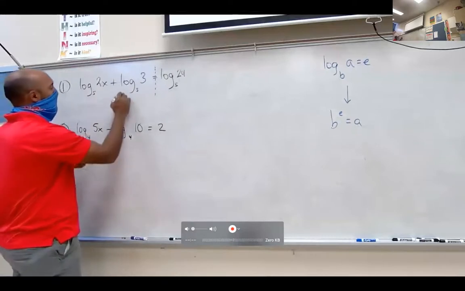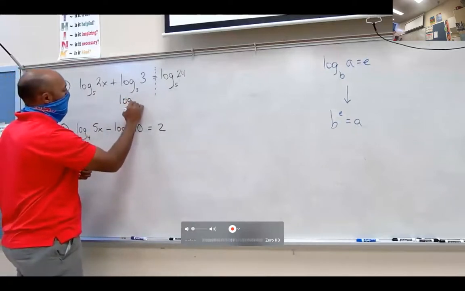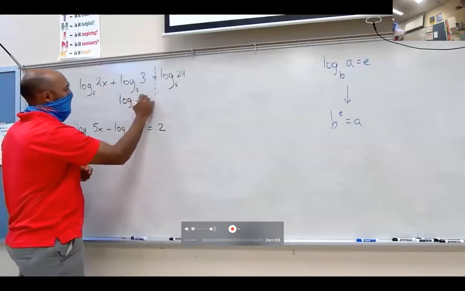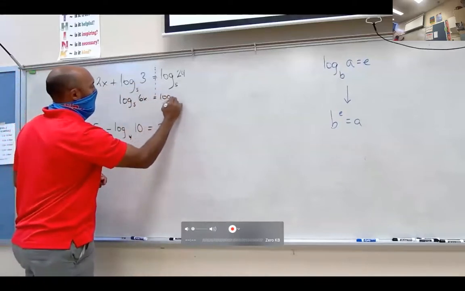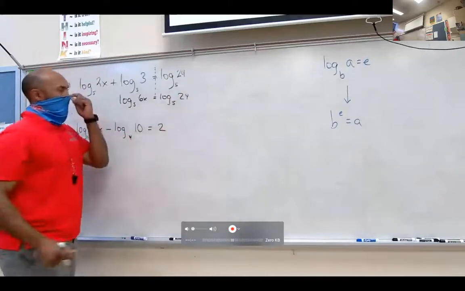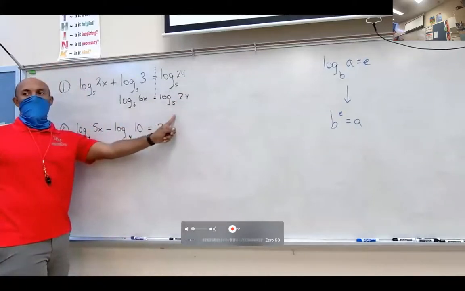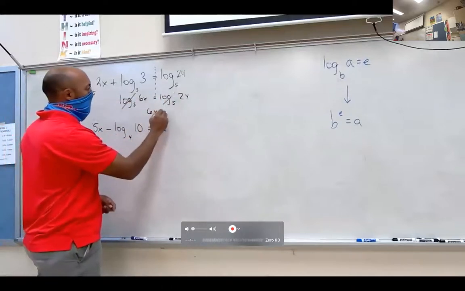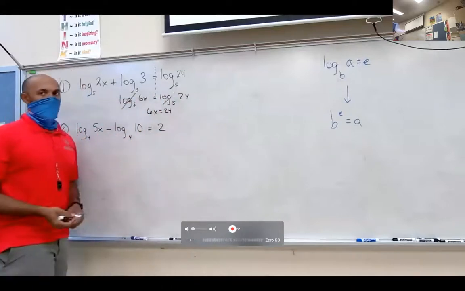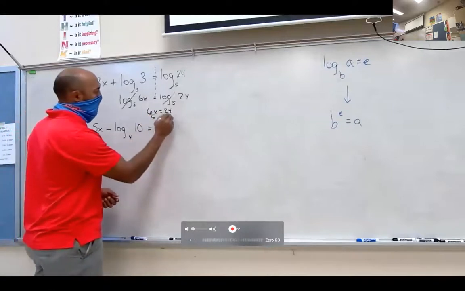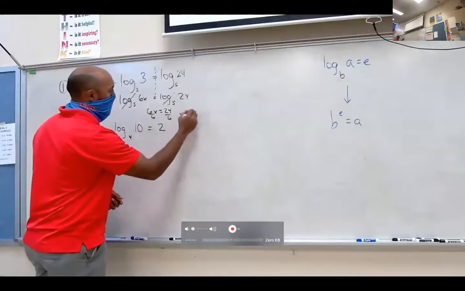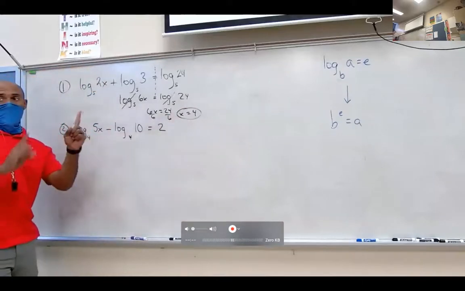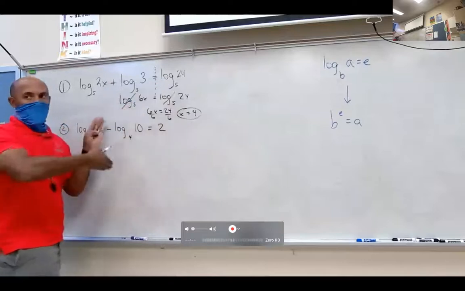Multiply. So I have log base 5 of 2x times 3, 6x. Now this one, I've got a log on each side, so what can I do? You just cancel out the logs. And now it's 6x equals 24. Divide both sides by 6. X equals 4. Okay? So remember, if you've got one log on each side, they just drop off, they cancel.